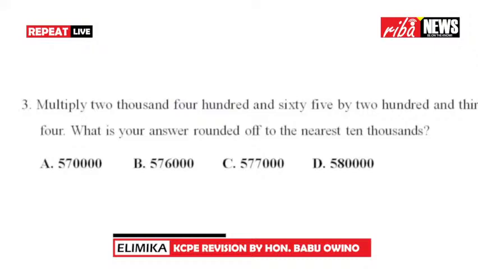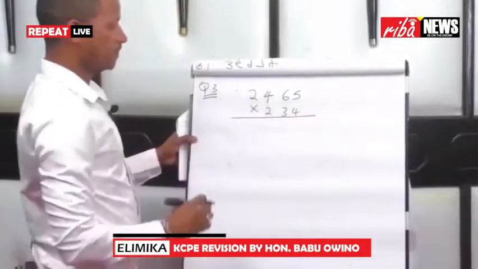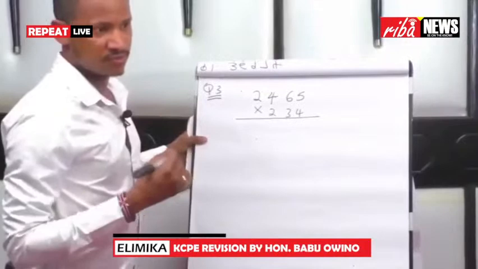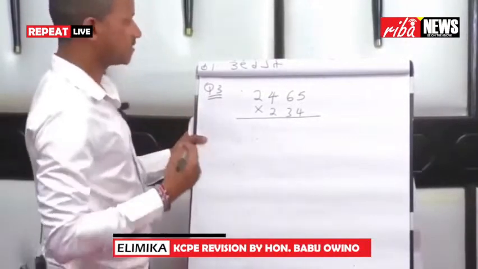After multiplying, the question asks, what is your answer rounded off to the nearest 10,000s? That is rounding off. There's also an application in this. So first of all, you multiply this. So in the multiplication, you need to be a little bit fast because there is no time. You have many questions and there is no time. So you need to be slightly faster.